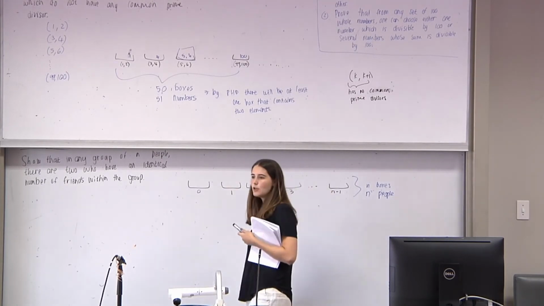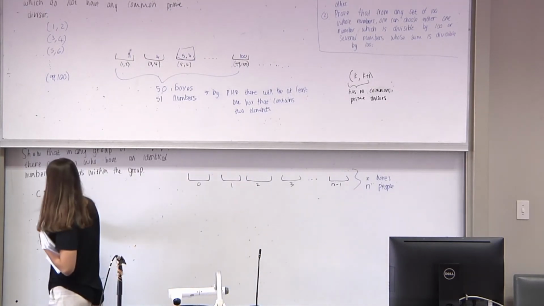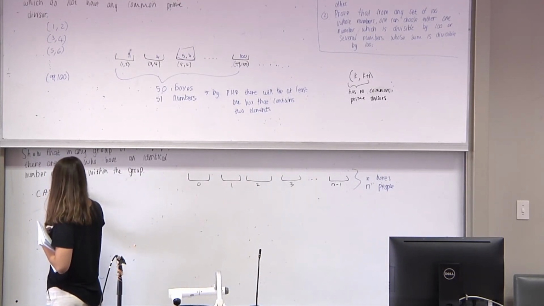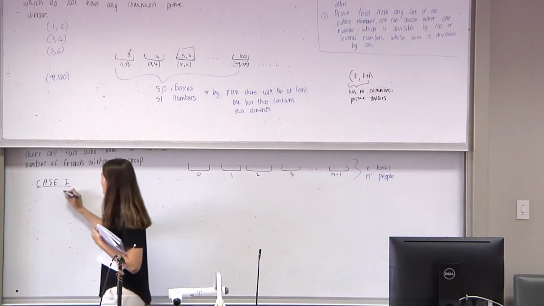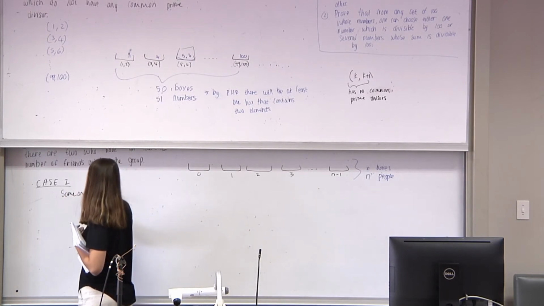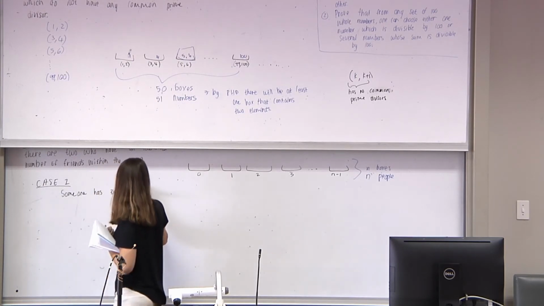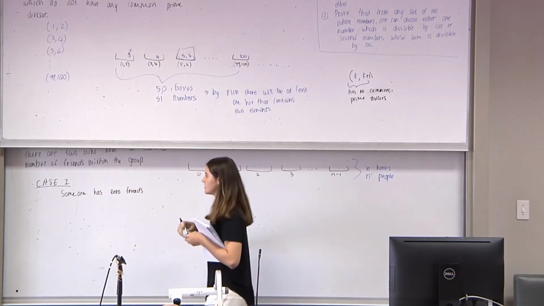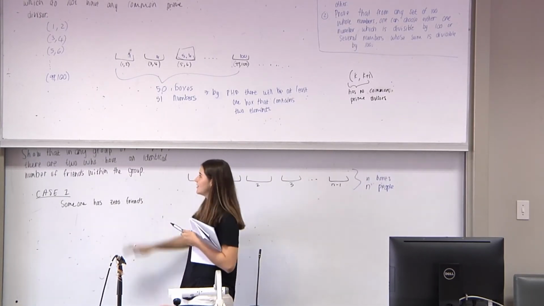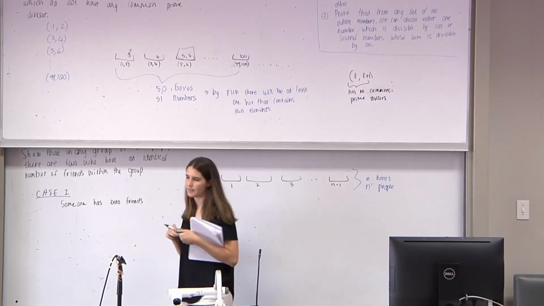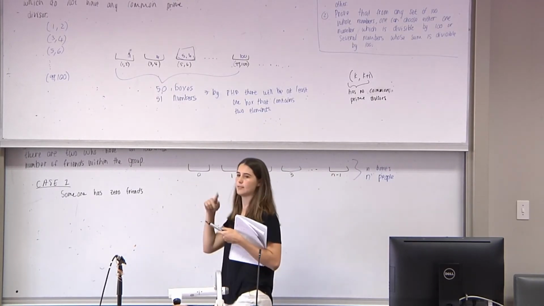Okay, exactly. So we're going to break this into 2 cases, and one of them is what he said right there. So let's just say case 1. And this is someone has 0 friends. You could do an additional case where more than 1 person has 0 friends, but then immediately we are done because 2 people have the same amount of friends. So we're going to only actually look at the case where one person has 0 friends.